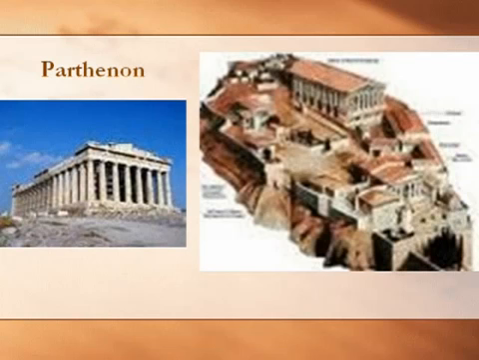The 3 main types of columns used in Greek temples and other public buildings are Doric, Ionic, and Corinthian. Okay. Now here's a look at those columns.